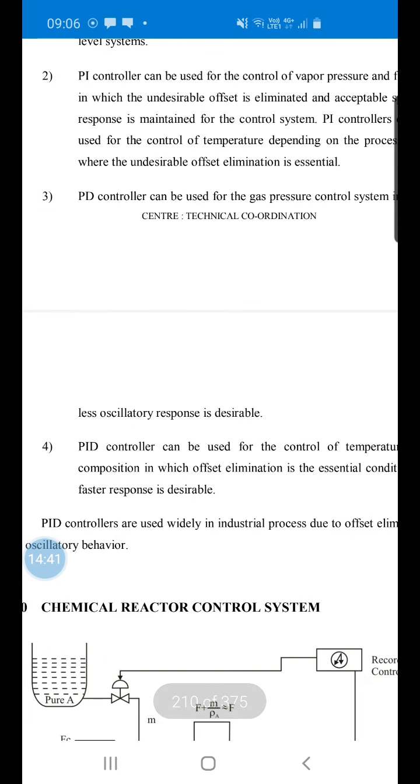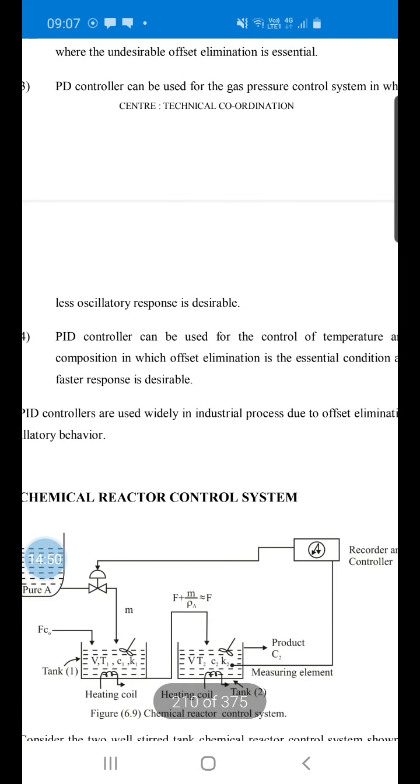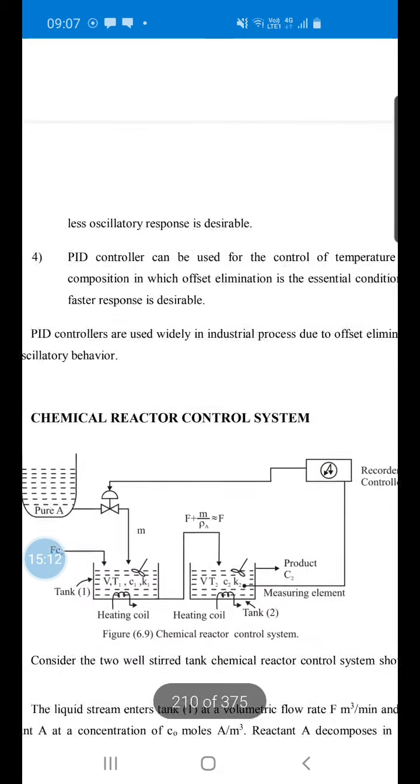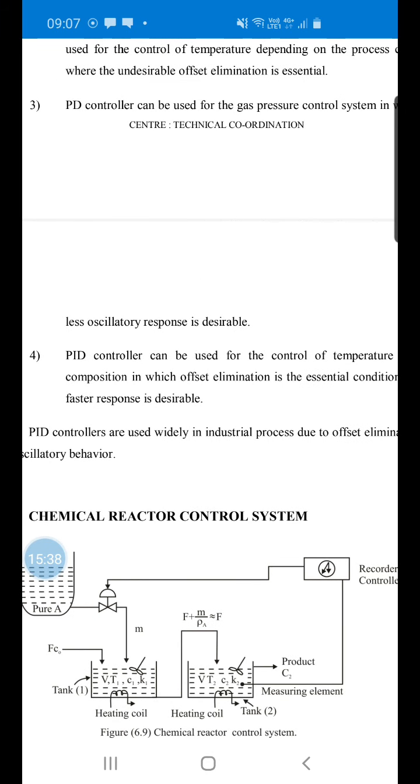A PD controller can be used for gas pressure control systems in which a less oscillatory response is desirable. PID controllers can be used for control of temperature and composition in which offset elimination is an essential condition and a faster response is desirable. Thus, PID controllers are widely used in industrial processes due to offset elimination and non-oscillatory behavior. So this is how various types of controllers are used in chemical industries as per the requirements. Among all these controllers, PID controllers are widely used because of less offset, less oscillation, and because they provide a quick response to the system. So this is how we can study the controllers with the help of their transfer function, characteristics and applications.